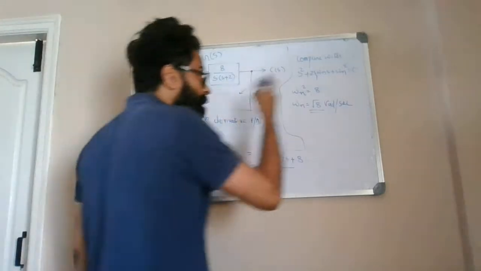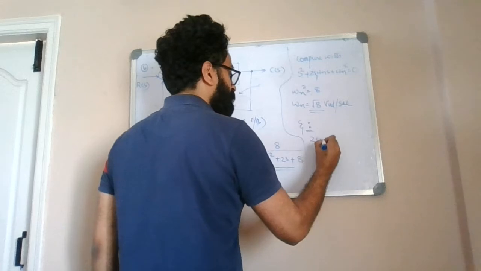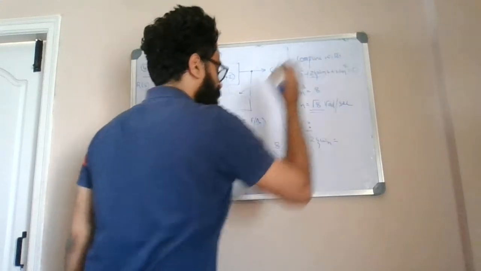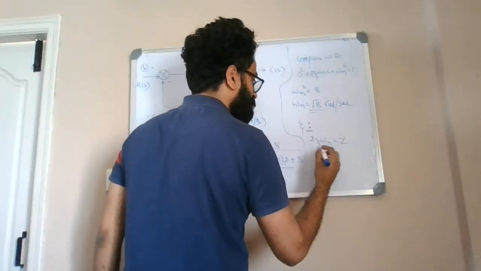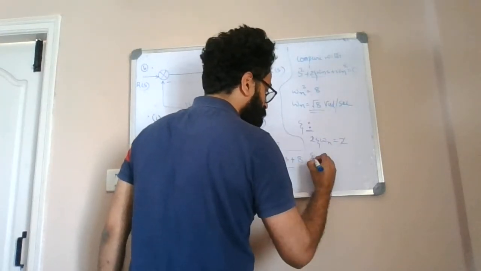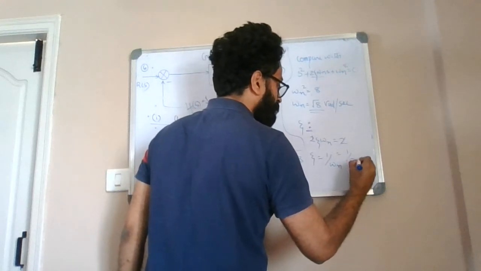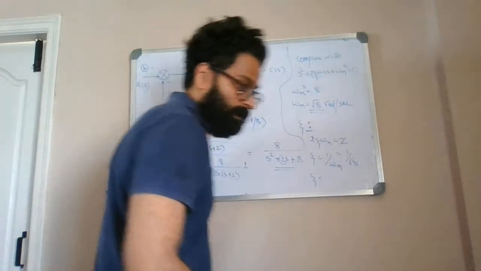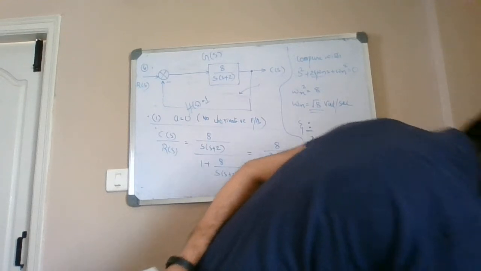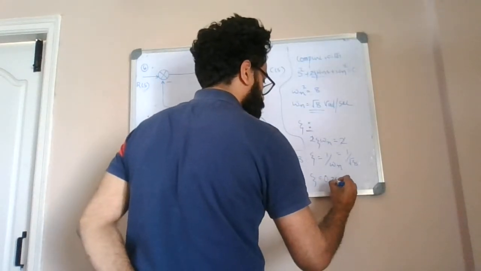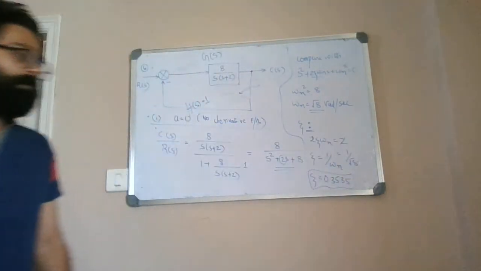And you can also find the damping factor zeta. Zeta can be found by comparing 2 zeta omega n with the coefficient of s to the power 1, that's 2. So 2 gets cancelled and you will have zeta as 1 by omega n. So 1 by under root 8, or zeta is equal to 0.3535. So this is the damping factor.